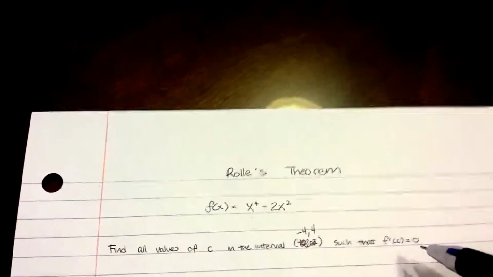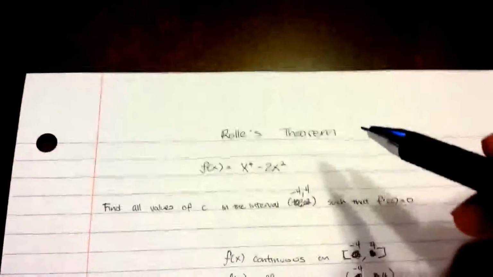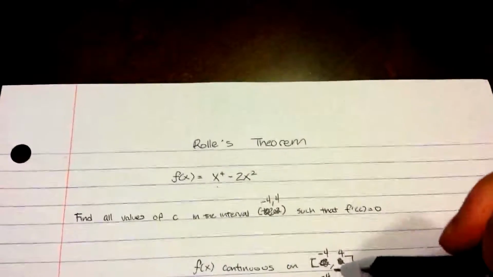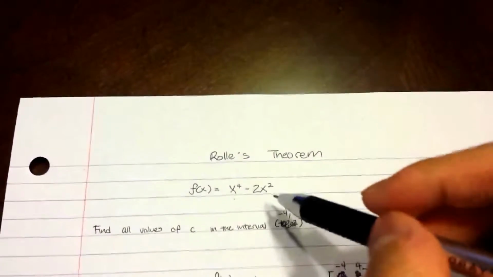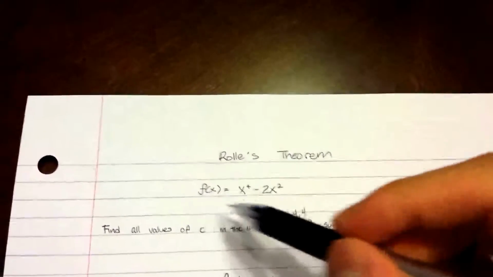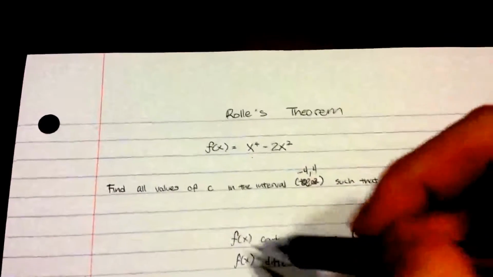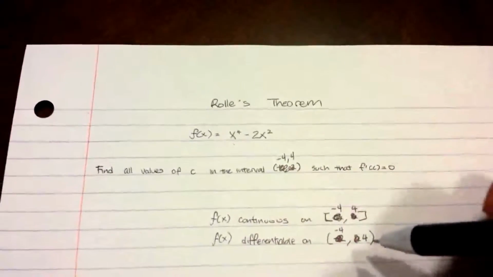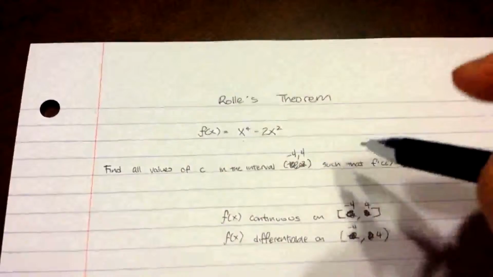Before we start, there are three conditions that must be met for us to use Rolle's theorem. The first is that f of x is continuous on the closed interval of -4 to 4. And we know that's true because this is a polynomial, and all polynomials are continuous. On that same line of thought, f of x is also differentiable on the open interval -4 to 4, because, again, this is a polynomial.